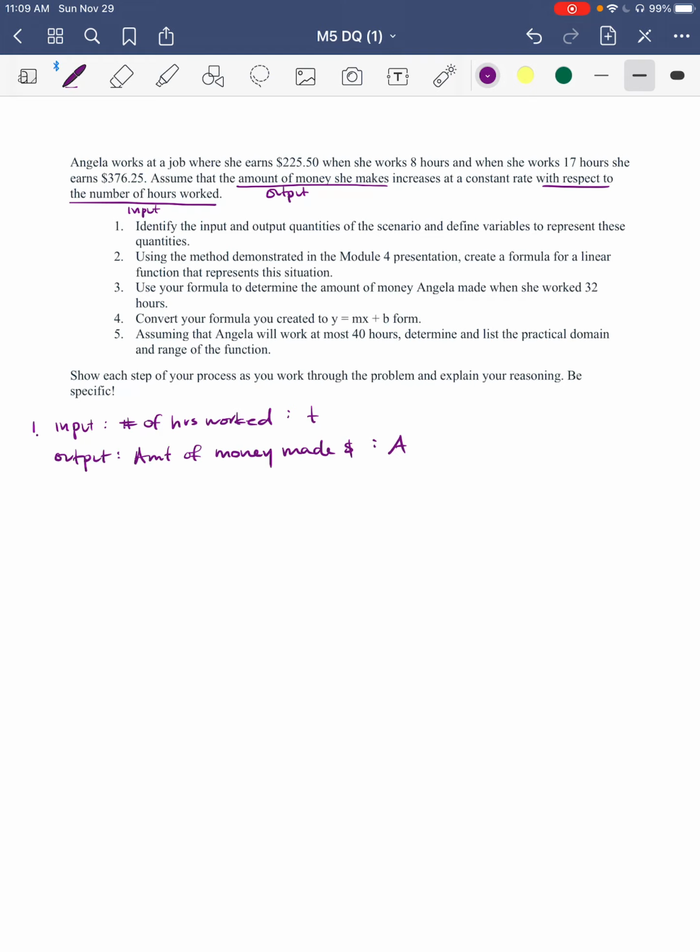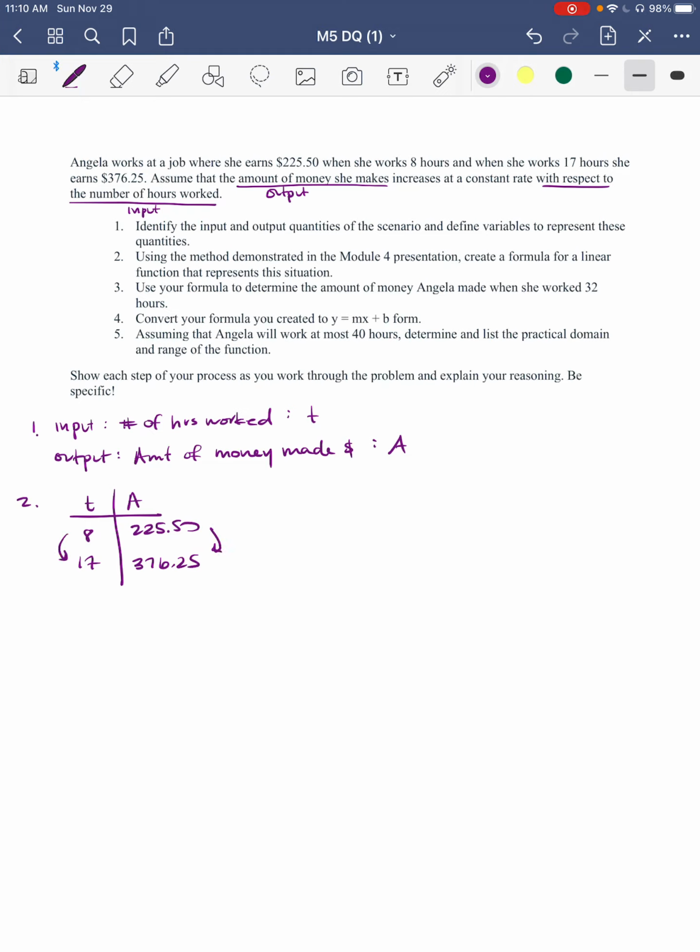Question 2 says, using the method demonstrated in Module 4, create a formula for a linear function that represents this situation. And really, it's Module 3 and Module 4. So what I'm going to do is make a table. You guys know me by this point, and you know that I love me some tables. So I'm going to put that data into a table. And again, it doesn't matter which order you put it in. I generally put the smallest to the biggest for my input value.